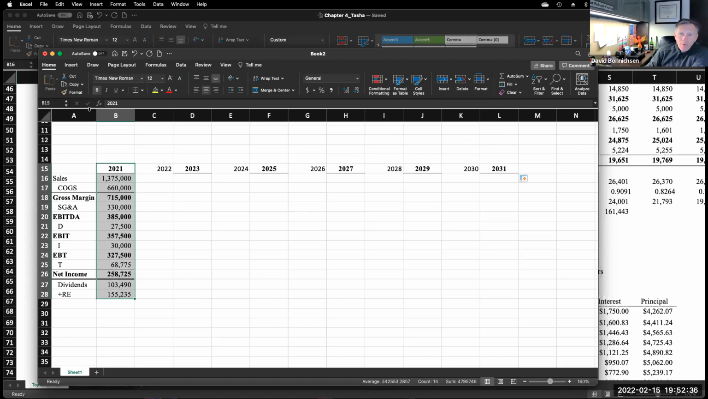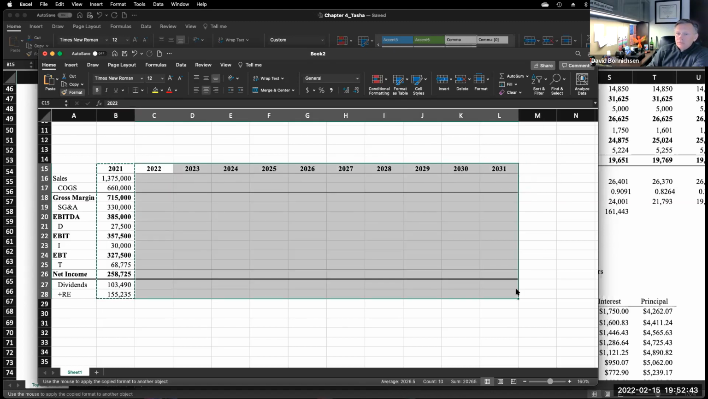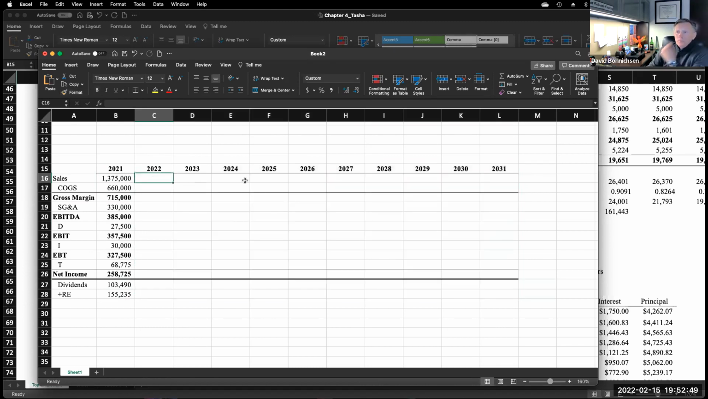Okay, and we double click this format painter, I can simply highlight everything and it will automatically adjust my formats. Okay, just a neat little trick.